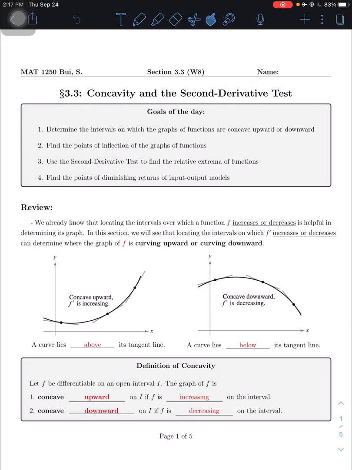So today, let's take it to the next level and talk about the second derivative test, which will relate to the concavity, like the U shape, and you will see why in a second. Before we get into the content of 3.3, let's review some old concepts.